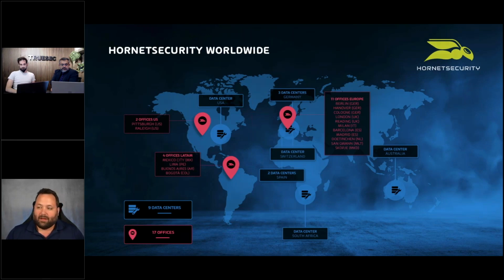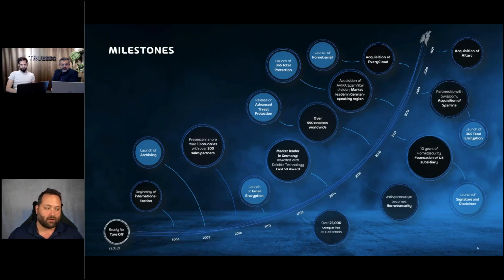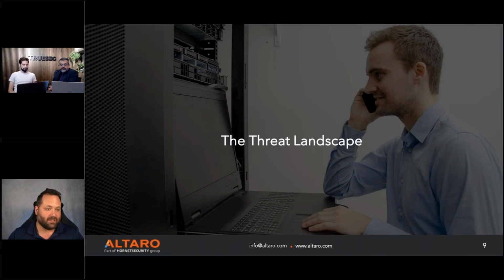in the world. And then in terms of growth, Hornet Security has seen some tremendous growth over the last, really, 13 years here, starting back in 2008 and coming up into present day. We started with the launch of archiving and email encryption, and more recently, the company's been making a lot of strategic acquisitions, such as Altaro, bringing us into the Hornet Security Group to round out the product portfolio and allow customers to do what it is they do without having to worry so much about email security and backup and recovery services. So with that, let's get to the content.